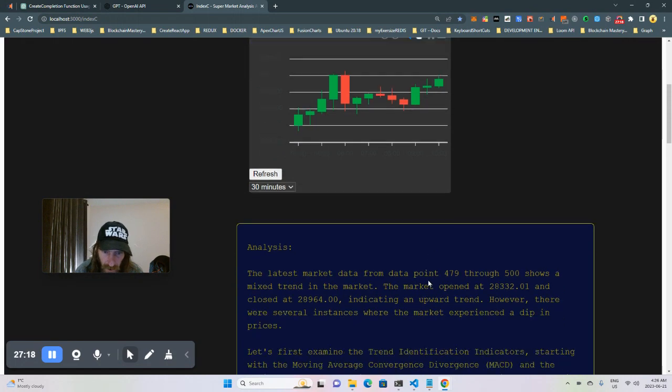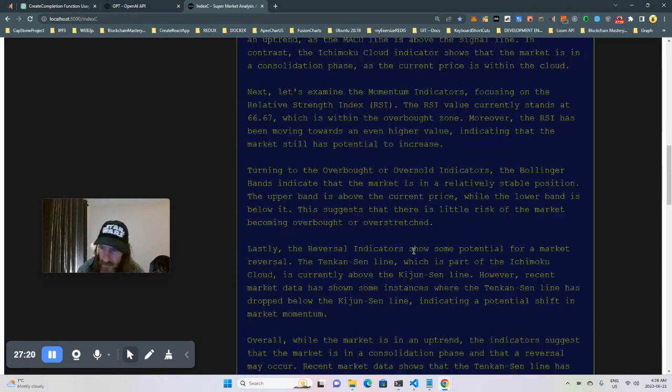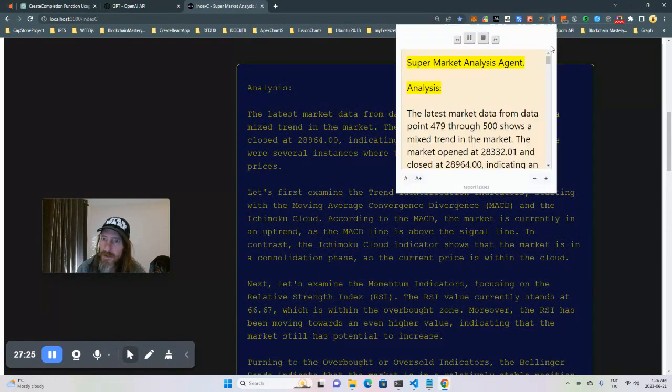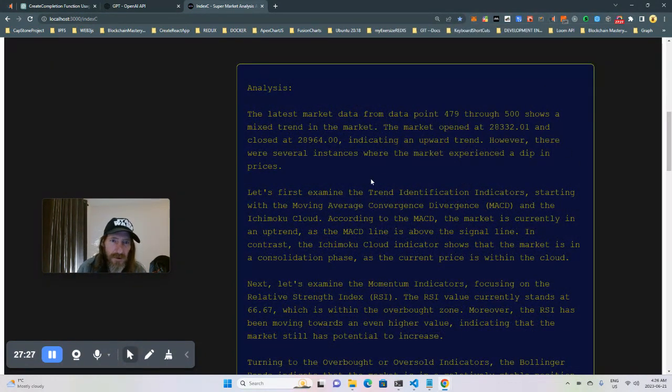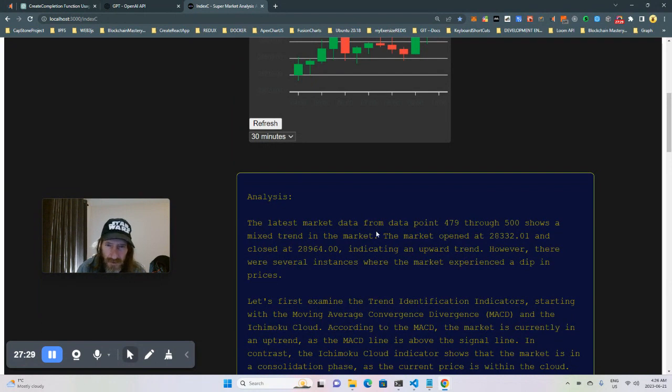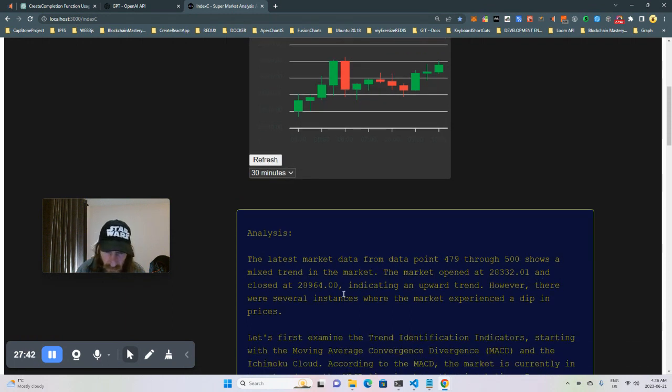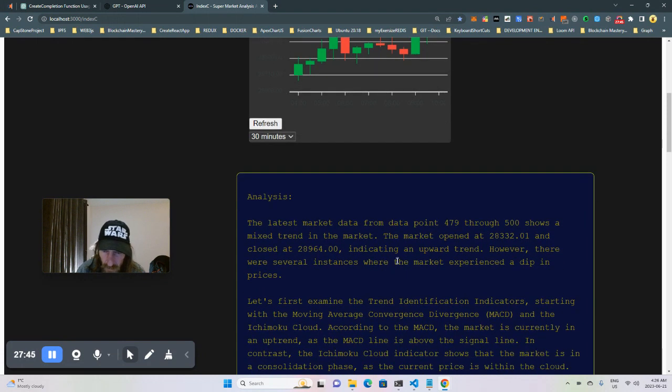All right. Analysis. Looks long, but I'm curious. Supermarket Analysis Agent. Analysis. The latest market data from data point 479 through 500 shows a mixed trend in the market. The market opened at 28,332.01 and closed at 28,964.00, indicating an upward trend. However, there were several instances where the market experienced a dip in prices.